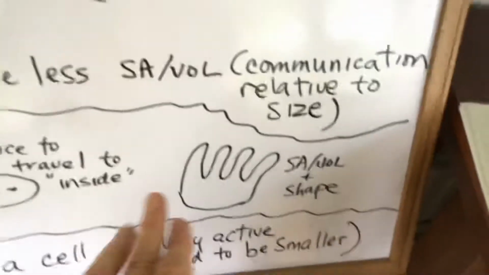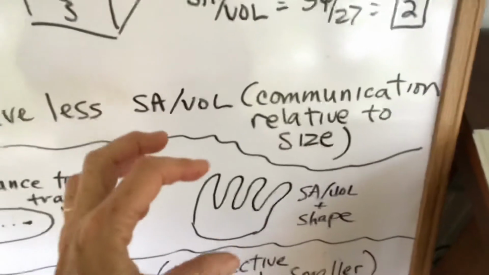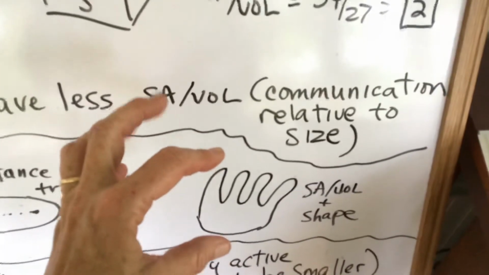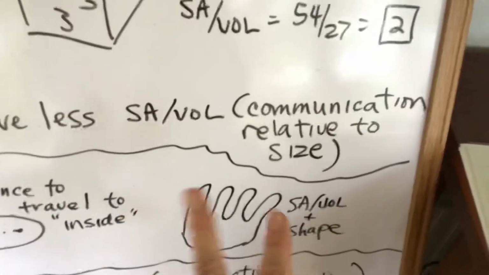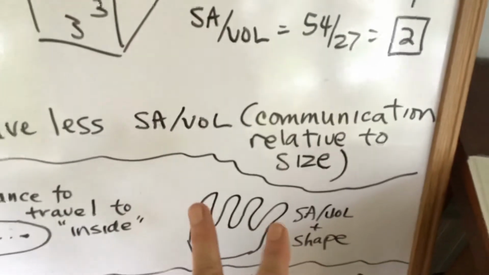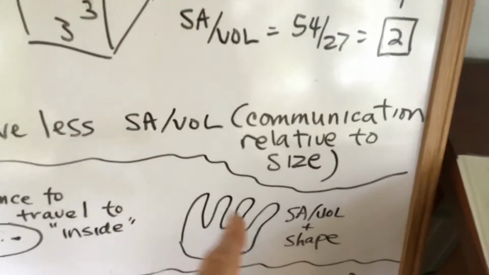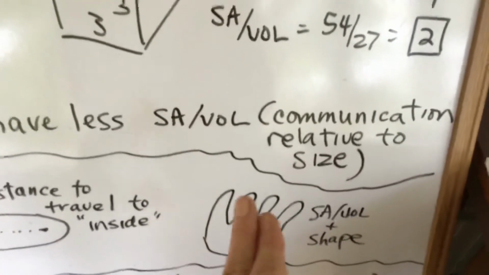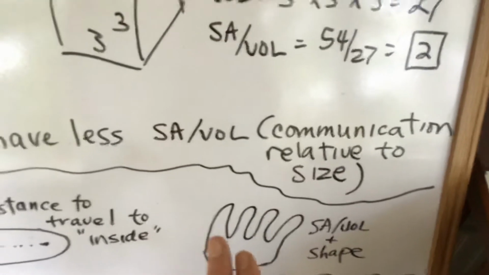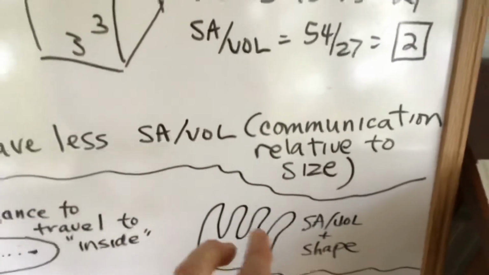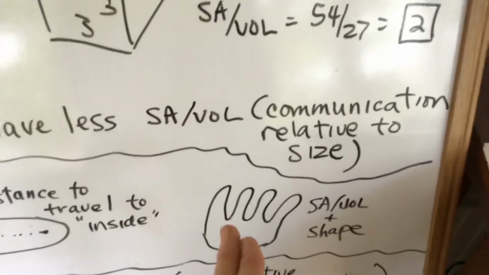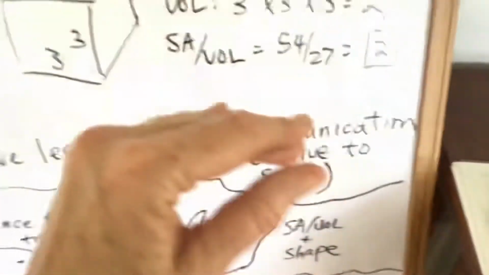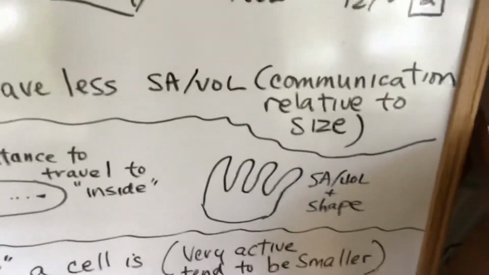The other thing is some cells that are fairly large will have many infoldings. In other words, this one might have had a small surface area to volume, but because of the shape, with many folds in and out of the top part of the cell, I've created a shape that allows things to get inside the cell very quickly. So stomach cells, for example, might be a shape like this. Lots of surface area for things to come in on, and it counteracts the low overall surface area to volume of the cell by its shape.